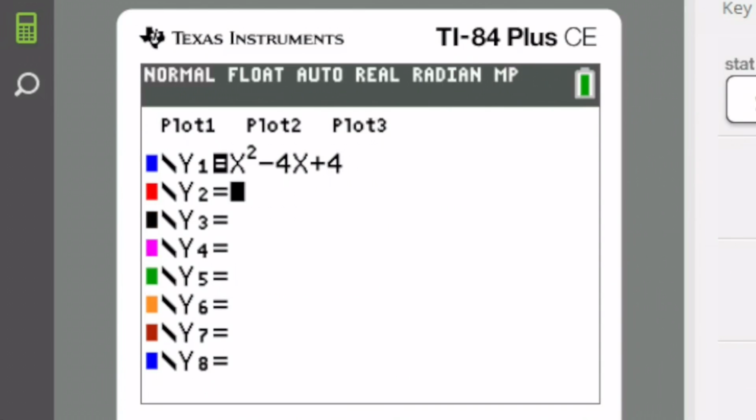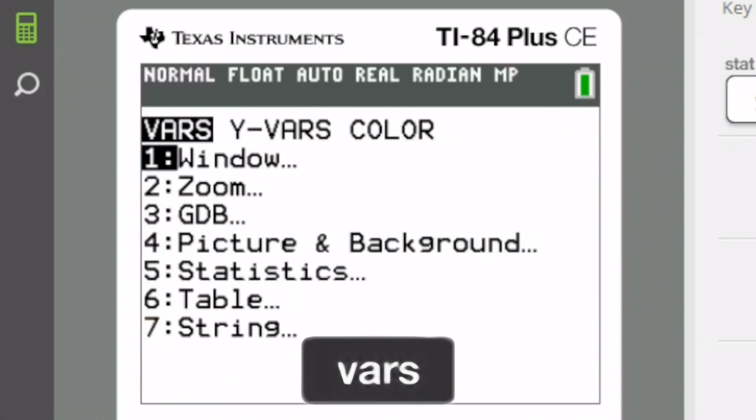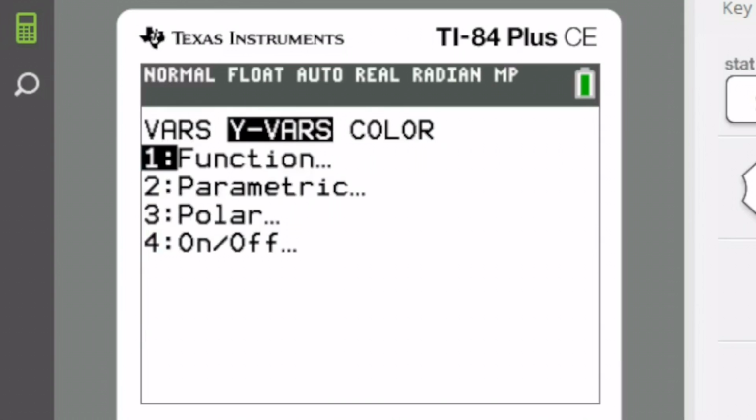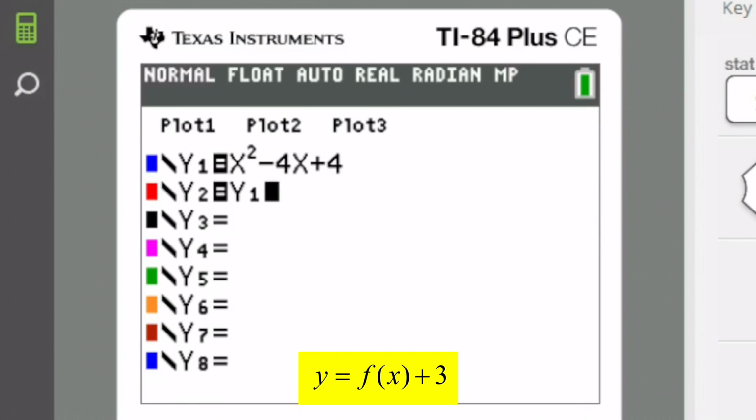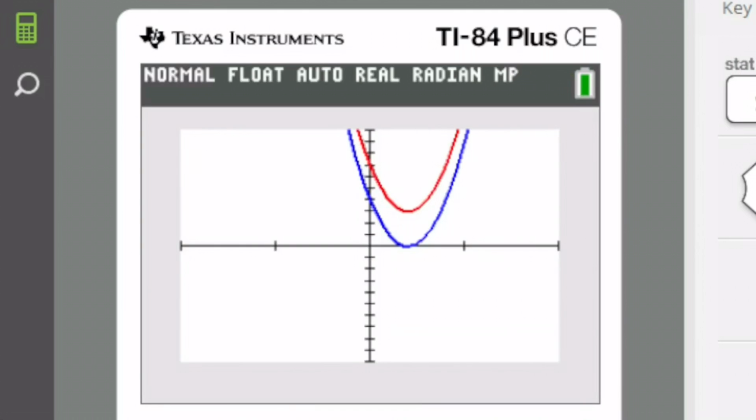So on the second row, I'm going to input Y1 by pressing the VARS button and then go to the second menu and then choose the first option. And then we choose the first option again. Then I try to do something like this, plus 3. And then we can press the graph button. And then we can see the relationship between the original blue curve and the new red curve, that is, from the blue curve, translate upward by 3 units. That becomes the red curve.